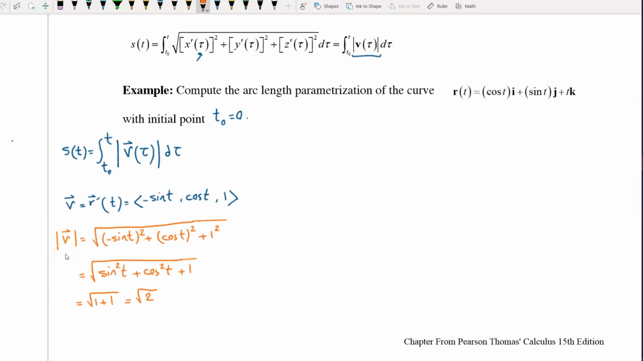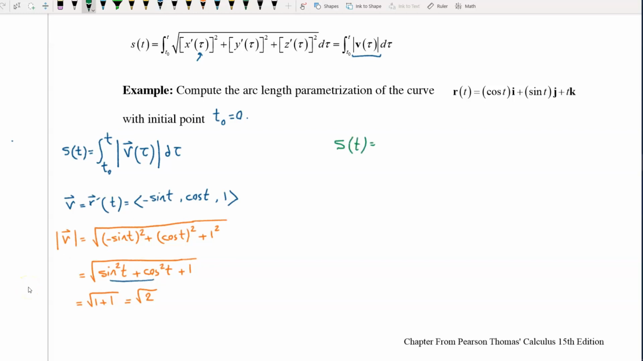So the length of the velocity vector is equal to the square root of negative sine squared plus cosine squared plus 1 squared, which is the square root of sine squared plus cosine squared plus 1. Using the Pythagorean theorem, cosine squared plus sine squared is equal to 1. So this is equal to the square root of 1 plus 1, which is square root of 2. Notice that the length of our velocity vector does not depend on the variable.